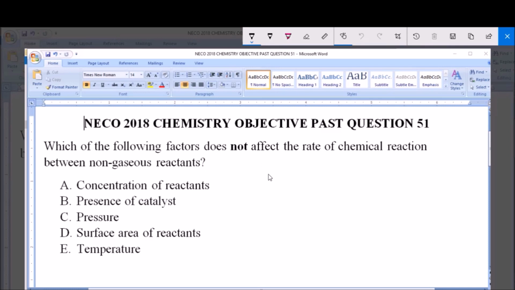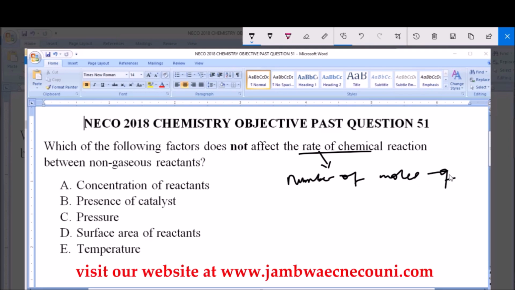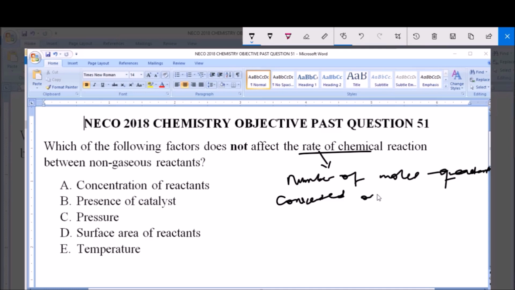So we're asked to pick an option which will not affect the rate of chemical reaction for a non-gaseous reactant. That is, the reactant is either a solid or a liquid form. Now first of all, what is rate of chemical reaction? The rate of chemical reaction simply refers to the number of moles of reactants converted or products formed per unit time.